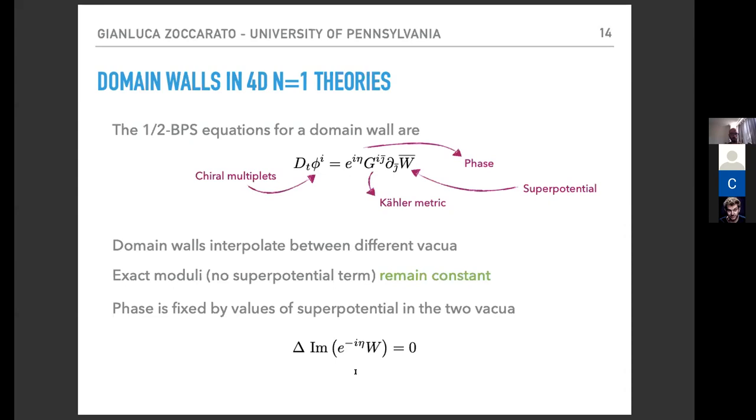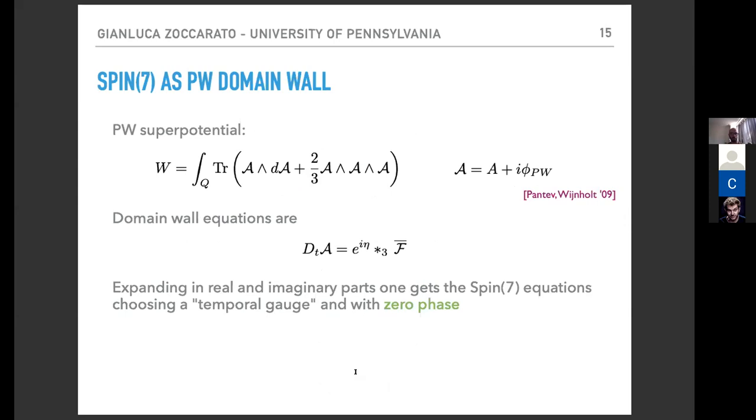So let me show the interpretation of spin 7 as domain walls. We need to know what the superpotentials are for BHV and Bender Weinhold. In the case of Bender Weinhold, the system is rather simple. The superpotential is basically a complexified Chern-Simons term on the three manifold. Basically, what you do is take the gauge connection and complexify it with the Higgs field, which is a one form, so you are allowed to do that.